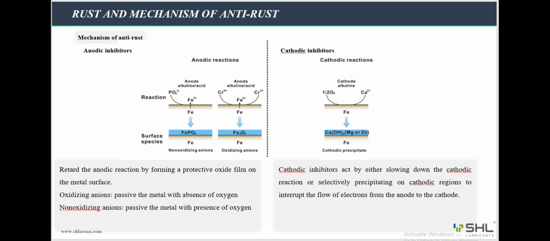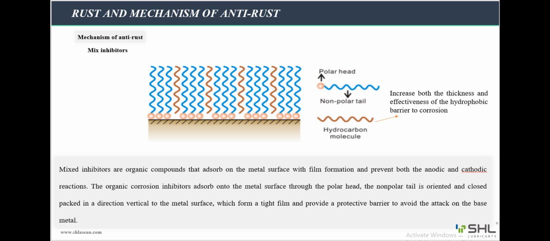Cathodic inhibitors act by either slowing down the cathodic reaction or selectively precipitating on cathodic regions to interrupt the flow of electrons from the anode to the cathode. Unlike the anodic inhibitors, the cathodic inhibitors are not corrosive, even at low concentrations. And finally, the mixed inhibitor.